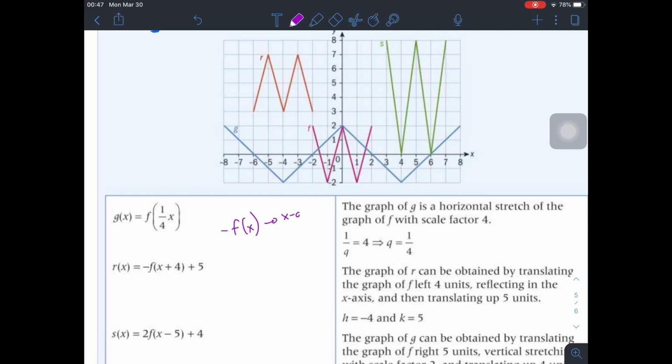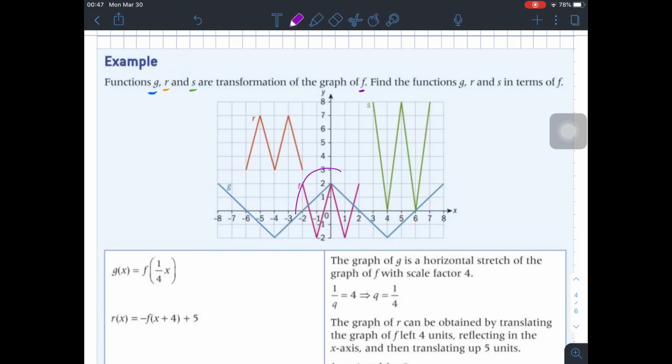Minus f of x, what that does is the reflection on the x-axis, right? That's why we see a negative sign in front. Then plus 4 is what makes a horizontal translation 4 units to the left. And this plus 5 over here outside of the function is a vertical translation 5 units up. Okay, so there are 3 types of transformation in this case.